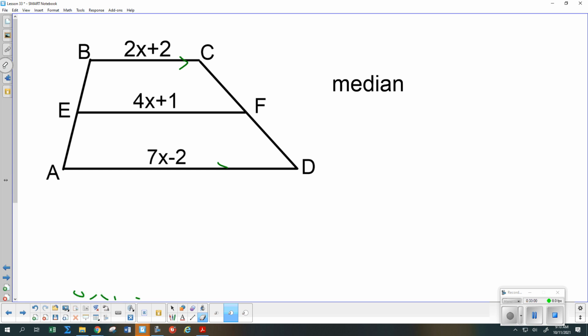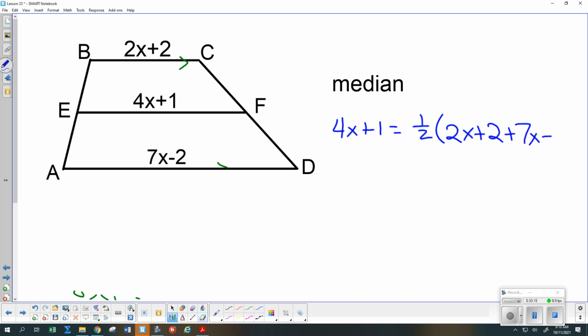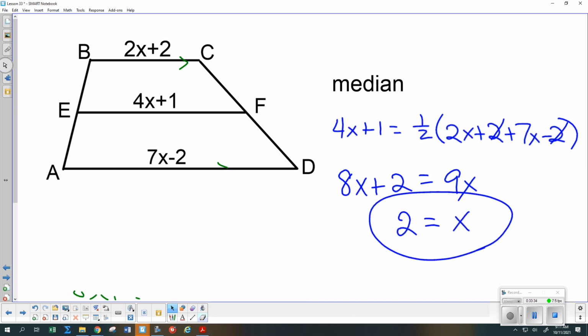So for this one, we are going to start by writing down our median formula, that the median is base 1 plus base 2 times 1/2. And write that out. Don't try to do it all in your head. The 2 minus the 2 will cancel. So I have 1/2 times 9x. Multiply both sides by 2. 8x plus 2 is 9x. Subtract 8x from both sides. And x is 2.